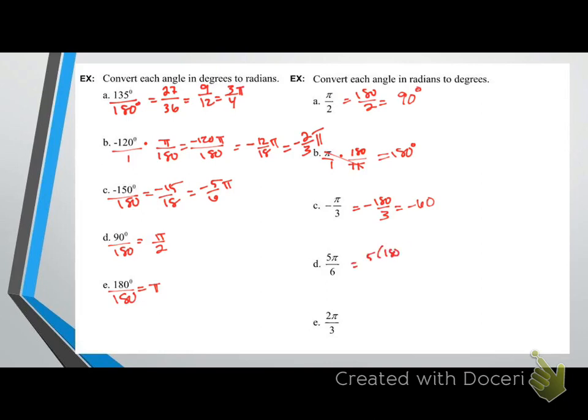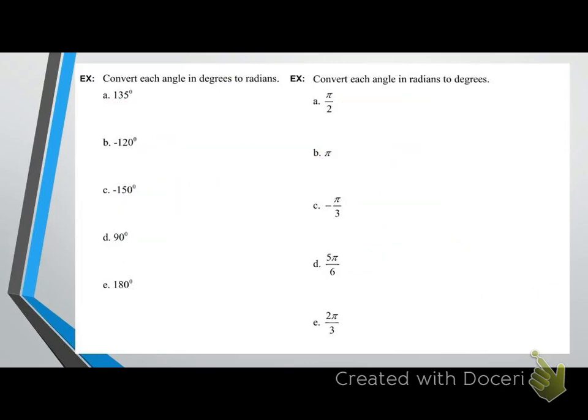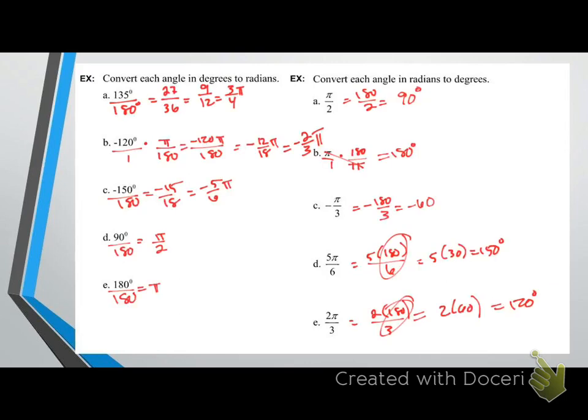Same thing here. 5 times 180 over 6. Now I'm going to be smart, and I'm going to simplify the 180 over 6 first. To give me 5 times 30, and then multiply that out and get 150. 2 pi over 3 means I'm going to take 2 times 180 over 3. I'm going to divide that out and get 2 times 60, which gives me 120 degrees. Okay? And now we can convert from degrees to radians, radians to degrees. All right? And that's it.